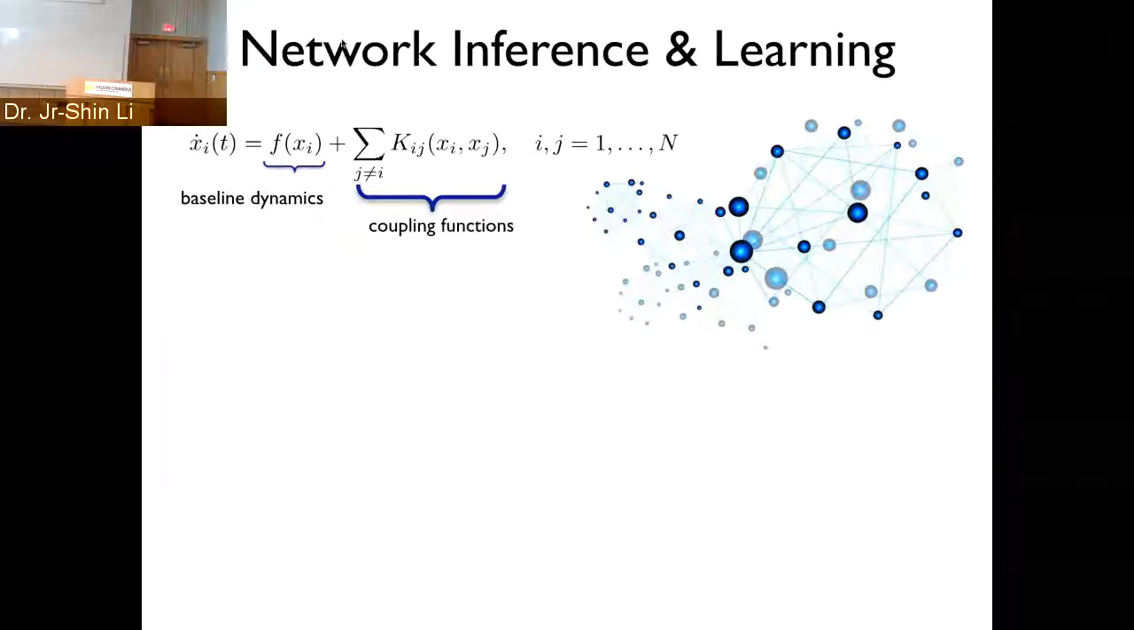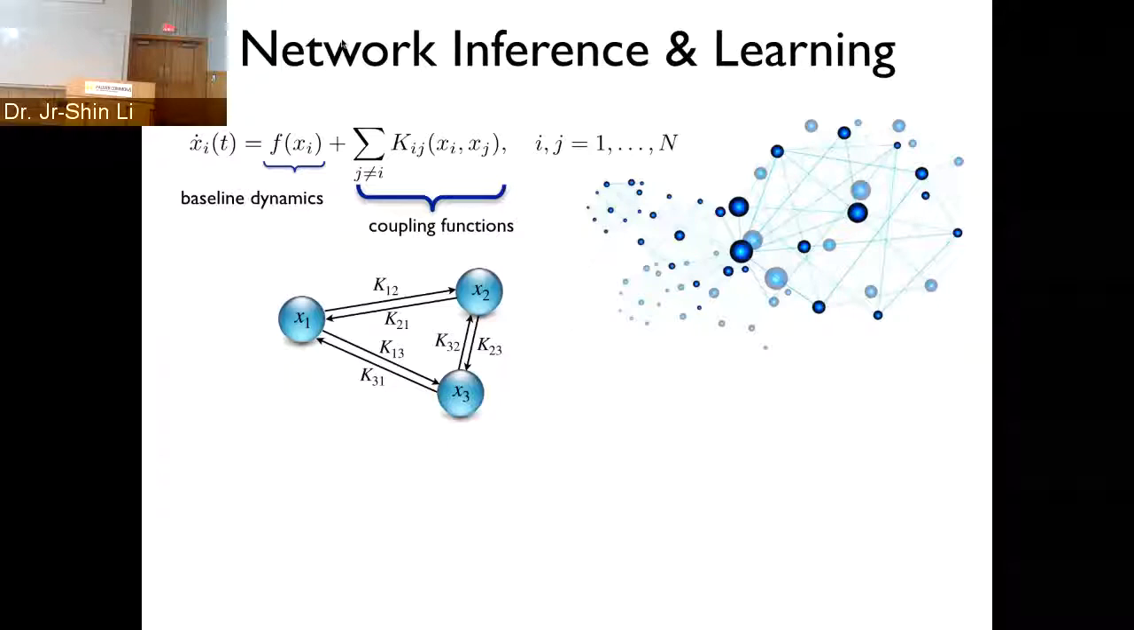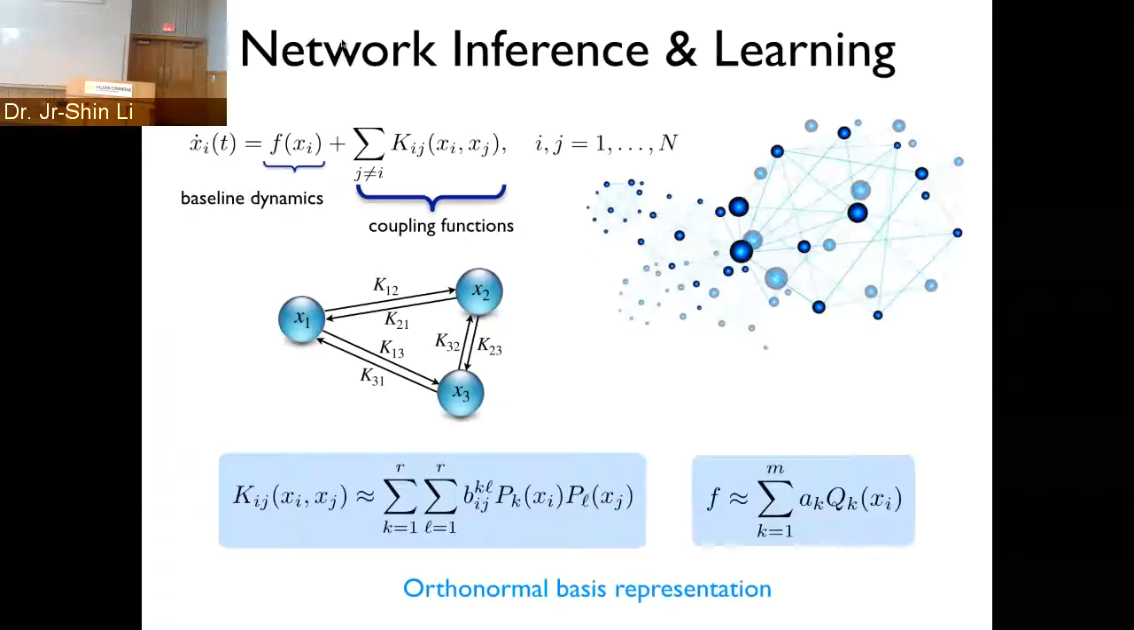The hypothesis is that this is the dynamics of each node, and the dynamics of each node depends on its self-dynamics and the coupling dynamics. For example, if you take three nodes, X1 evolves according to its own dynamics plus the effect from K12, K21, and K13, K31. This is our general assumption: the dynamics is related to its self-dynamics and the coupling dynamics. Now, given data for X1, X2, and X3, so given three time series, we want to infer these coupling functions. Note that the coupling functions are time dependent, because these connectivities are changing with time.